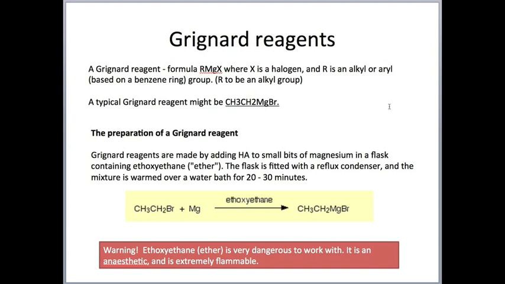Let's quickly consider Grignard reagents. So the general formula is RMgX, where X is the halogen, the R is an alkyl group, and Mg obviously stands for magnesium. So how do we prepare this reagent? We make these by adding halogenoalkanes to small bits of magnesium in a flask containing an ether. The flask is fitted with a reflux condenser, and the mixture is warmed over a water bath for about 20 to 30 minutes. Just a warning, ether is very dangerous to work with, is an anesthetic and is extremely flammable, so don't do this unsupervised.